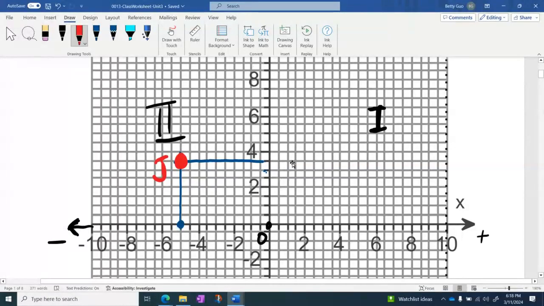3.5. Let me double check this one. This is 2. That is a 4. So this is a 3. Between 3 and 4, yeah, 3.5. So that's point J. All right, let's do one more.